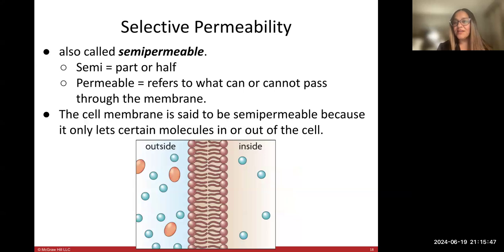Selective permeability is a characteristic that we attribute to the cell membrane. We also use the word semi-permeable. Semi means part or half, and permeable refers to what can or cannot pass through the membrane. The cell membrane is said to be semi-permeable because it only lets certain molecules in or out of the cell. Generally, it has to do with size. Small things can float across fairly easily. Bigger things need those proteins to open and close doorways.